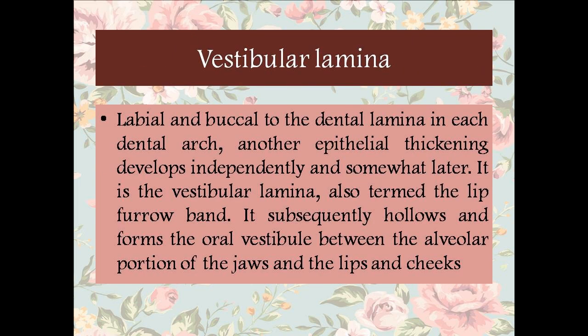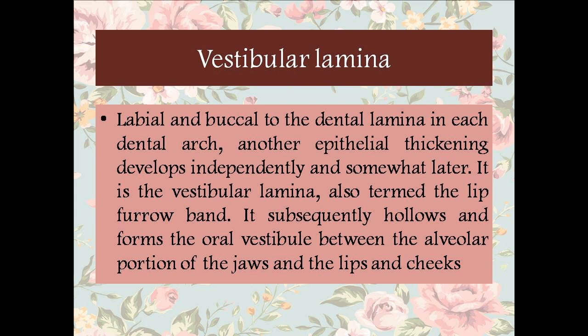Now the vestibular lamina. So what is the vestibular lamina? The vestibular lamina is the buccal process of the primary epithelial band. As I said in the starting, the primary epithelial band is divided into a buccal process and a lingual process, an outer process and an inner process. The buccal or outer process is called the vestibular lamina, and the inner or lingual process is called the dental lamina.